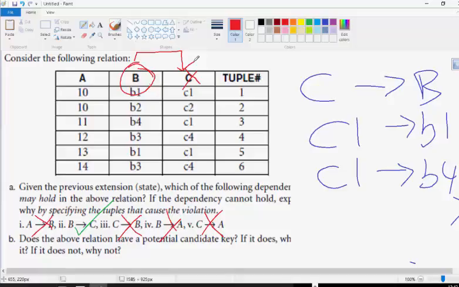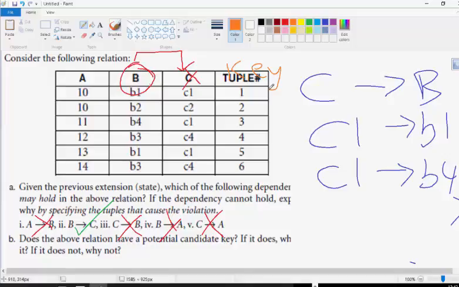But you can also see even tuple number, it's unique. 1, 2, 3, 4, 5, 6. I can use tuple number to uniquely identify you. So this is also another key. I can use tuple number as a candidate key. It's just one singular value, and it works. But if I just pick B, I may have to combine B with something.